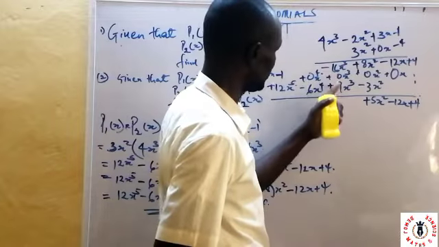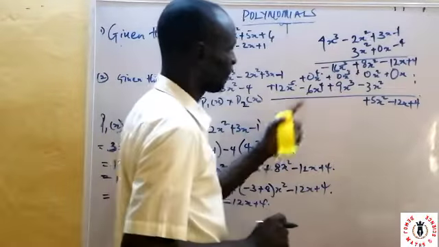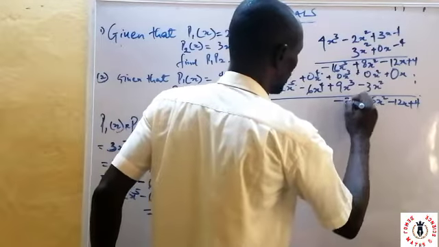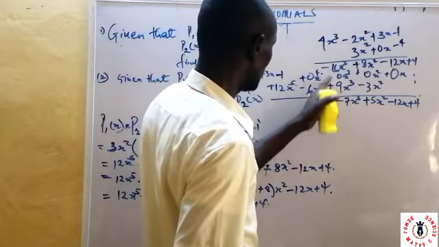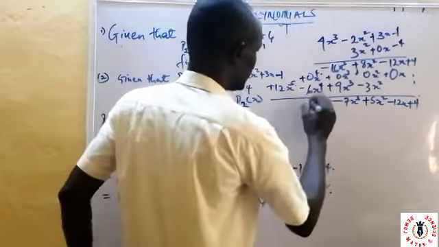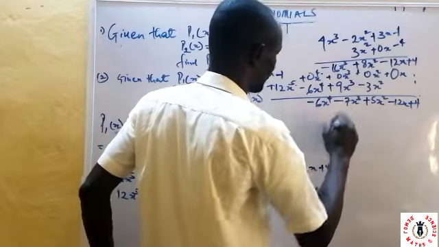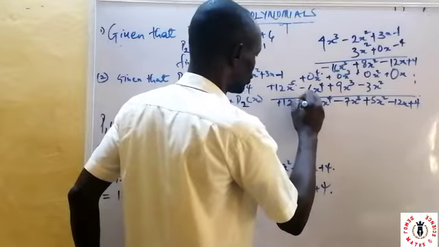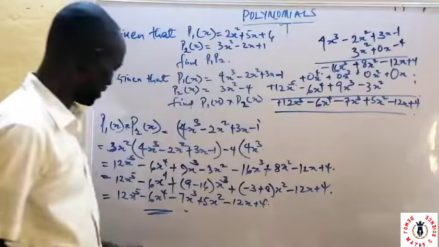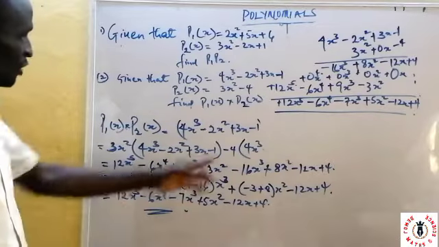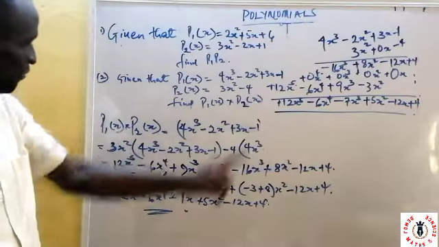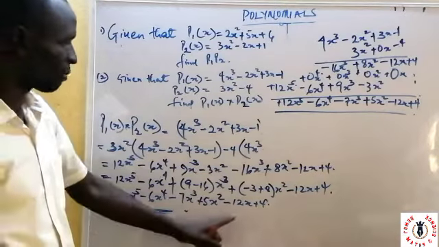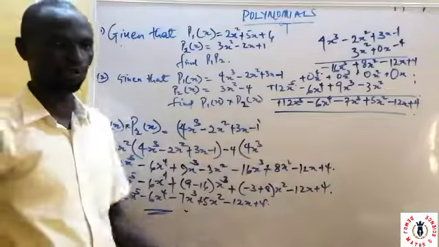And minus 16 plus 0 is minus 16. Minus 16 plus 9, that's minus 7x raised to the power 3. And 0 and minus 6, that's minus 6x raised to the power 4. And 12, finally, that's plus 12x raised to the power 5. Now let's compare our results. I have 12x raised to the power 5, minus 6x raised to the power 4, minus 7x raised to the power 3 plus 5x squared minus 12x and plus 4.